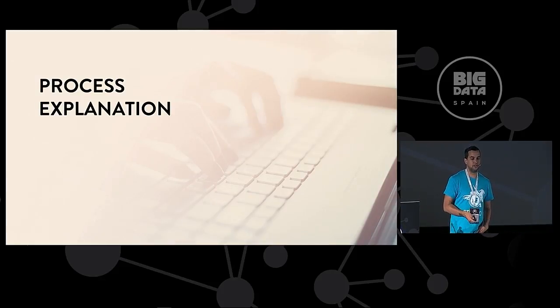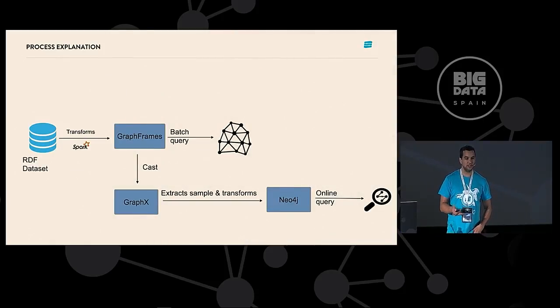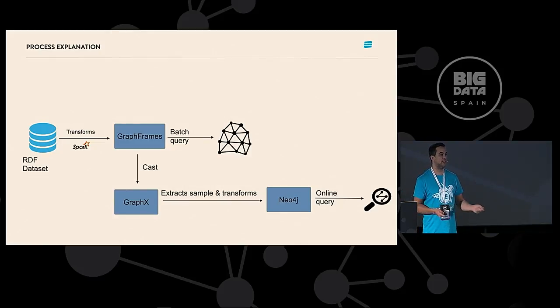The process explanation. This is how we have built this small environment. Firstly, we have taken all the information from every subject, we have recorded and associated all the properties for this subject and all the relationships for everyone. After that, thanks to Spark, we have transformed it into data frames and got the GraphFrame graph. Thanks to the API of GraphFrame, we can cast or transform the graph into a GraphX graph.